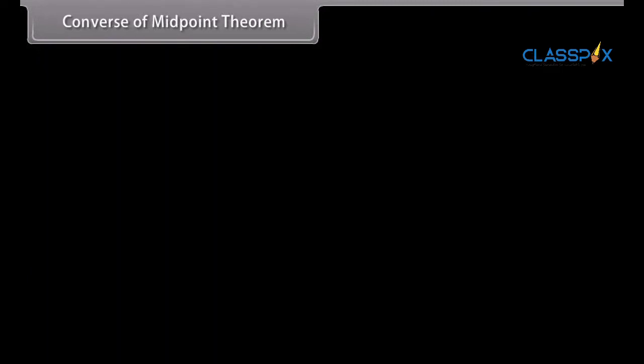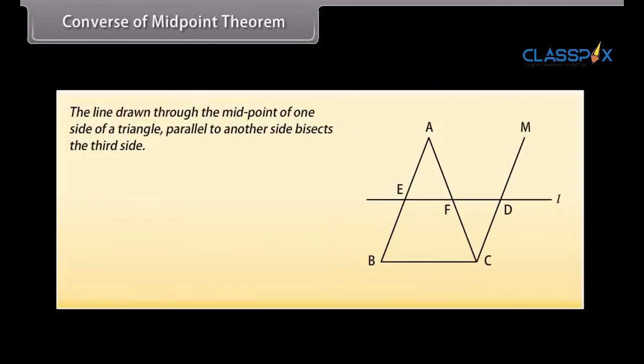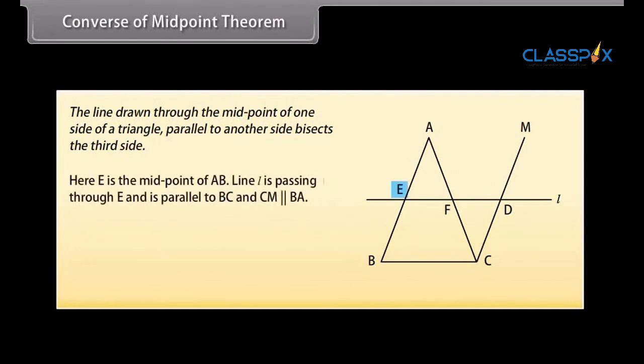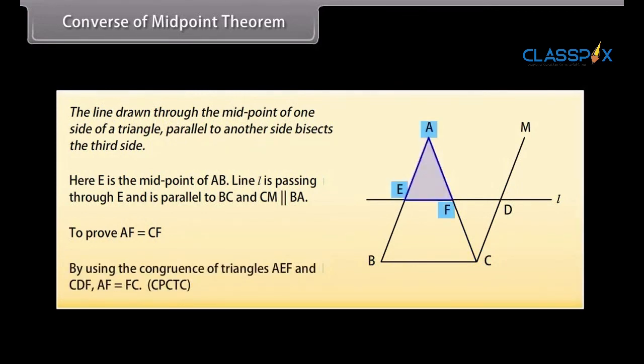Converse of the midpoint theorem. The converse of the midpoint theorem states that the line drawn through the midpoint of one side of a triangle parallel to another side bisects the third side. Look at this figure. Here E is the midpoint of AB. Line L is passing through E and is parallel to BC, and CM is parallel to BA. We have to prove that AF is equal to CF. By using the congruence of triangles AEF and CDF, we can prove that AF is equal to FC.